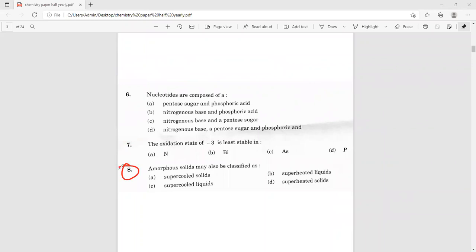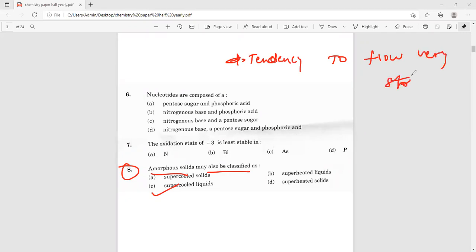Question number 8. Amorphous solid may also be classified as supercooled liquid, means it has a tendency to flow very slowly. Amorphous solids have a tendency to flow very slowly, and it is also called supercooled liquid. Answer C is right.